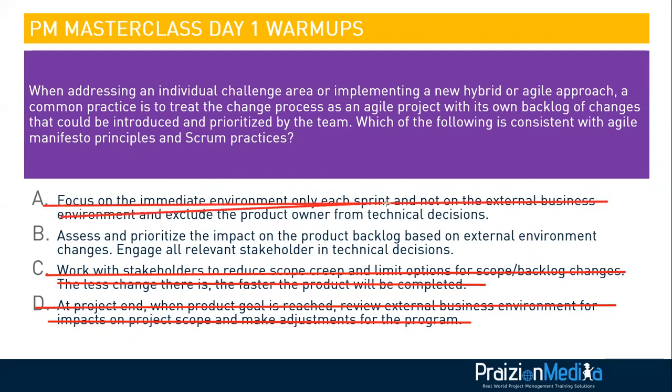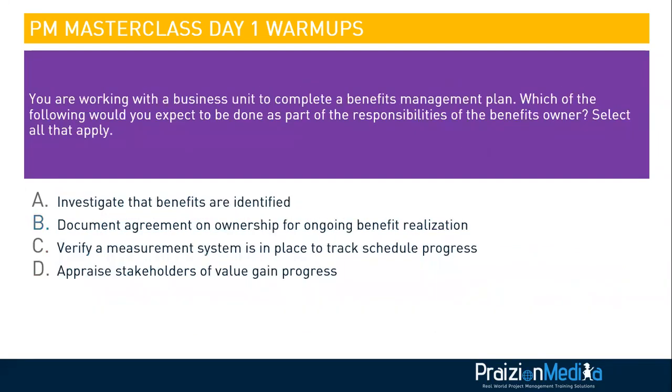The product owner does need to be in those discussions, and you do not relegate your discoveries and your focus to just the immediate environment. You've got to take a look at the big picture, the business environment. So this is really based on the PMP exam content outline, all right? The most sensible option is B. Assess and prioritize the impact on the product backlog based on external environment changes. Engage all relevant stakeholders in technical decisions. That's that. Let's go to our next one.